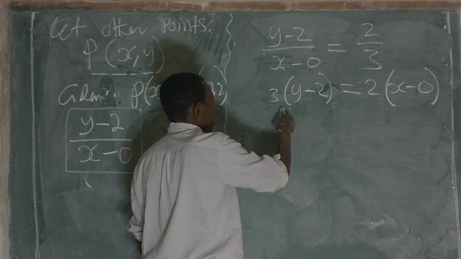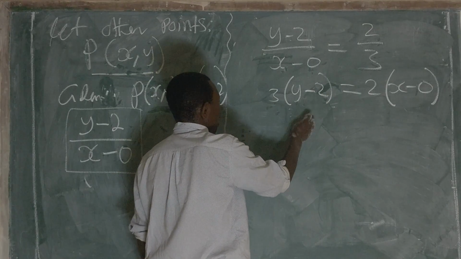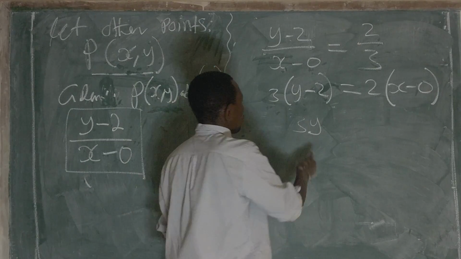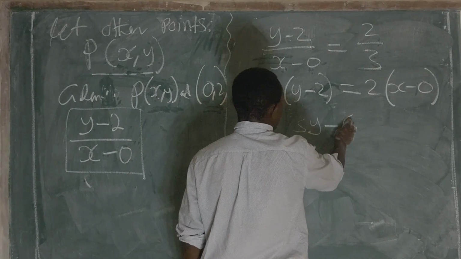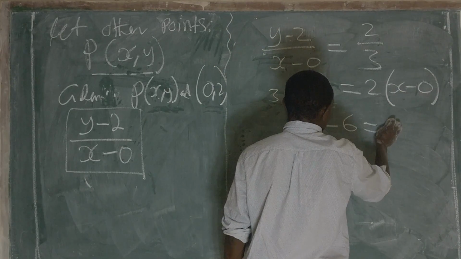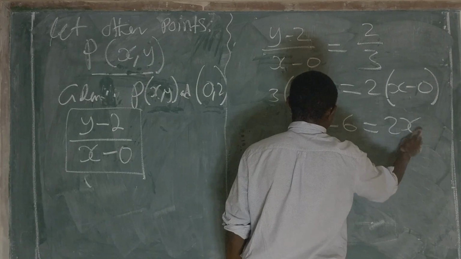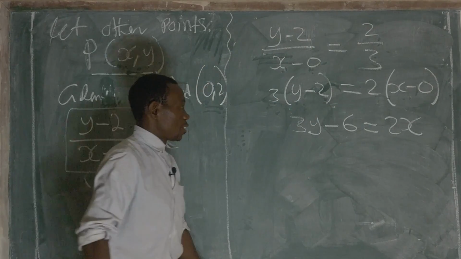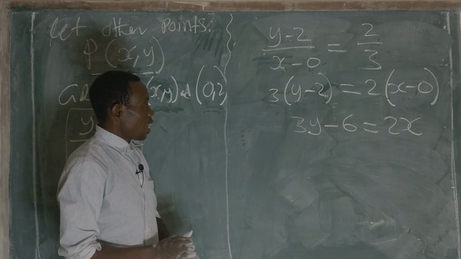I have to remove the brackets, then what I'll have here is 3y over minus what? 6. That gives me what? Over 2 multiplied by x, what? 2x. Like that. So that's what I have.